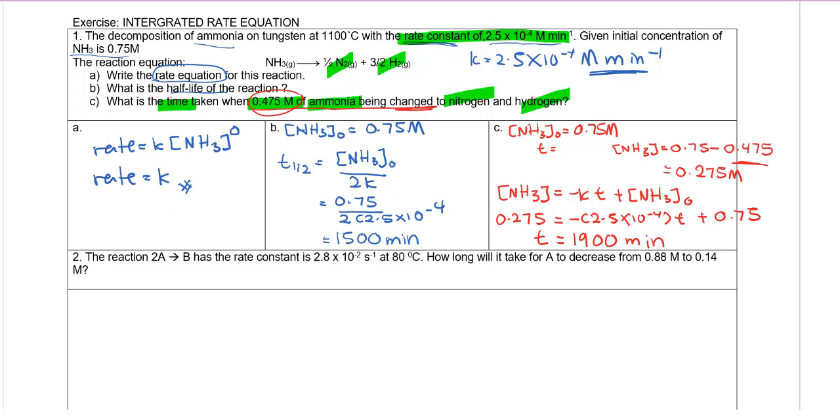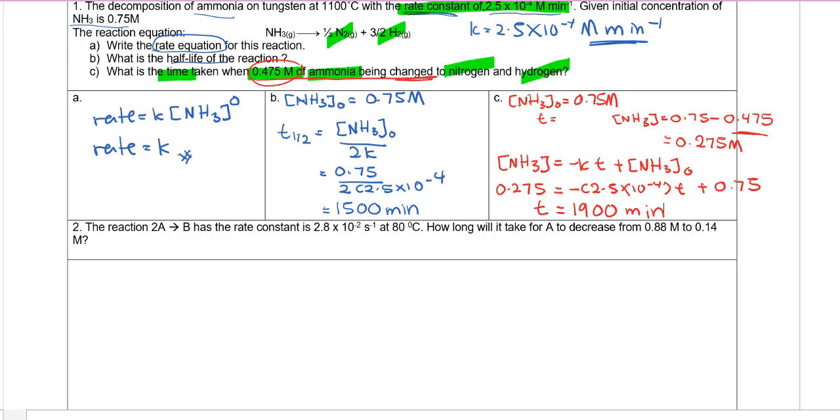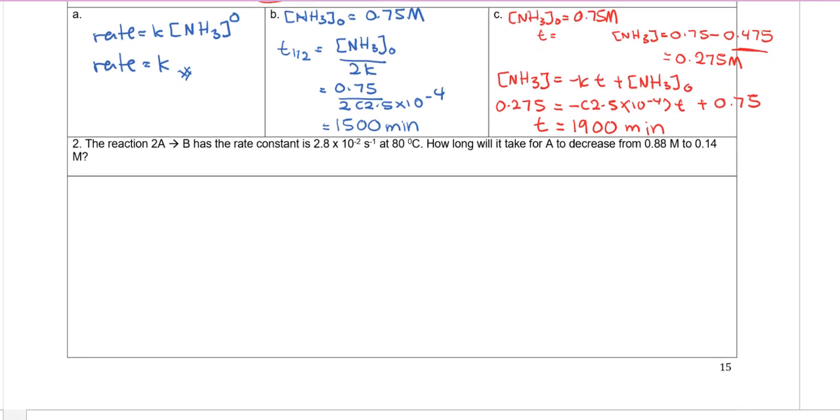So this means that it converted to product. This is what has depleted and become product. This is the value that became product. So in the equation, what remains is the NH3 that remains. So we have to subtract it from the initial. Okay, so the time taken is 19,000 minutes.